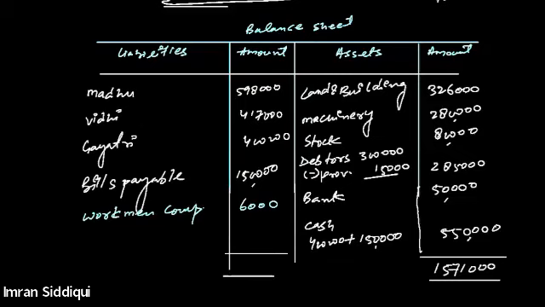Now let's total the liability side as well: 5,98,000 plus 4,17,000 plus 4 lakh and 1,50,000 plus 6,000. We are getting the same answer, 15,71,000, on the liability side as well. So our balance sheet tallies, which means we did the question correctly.